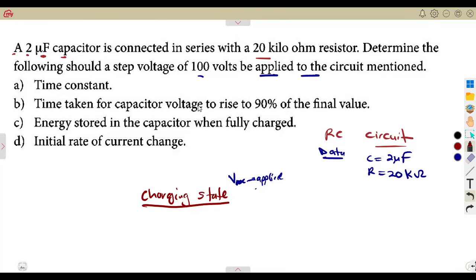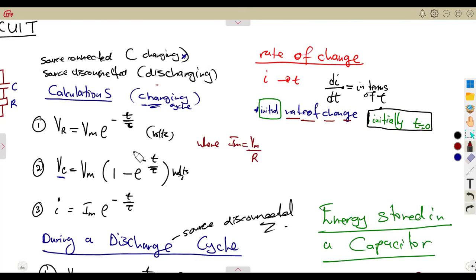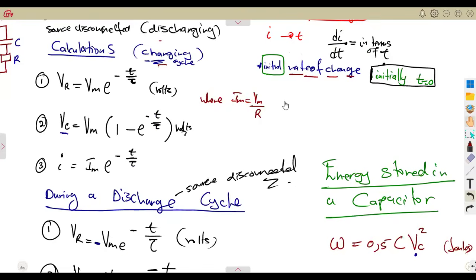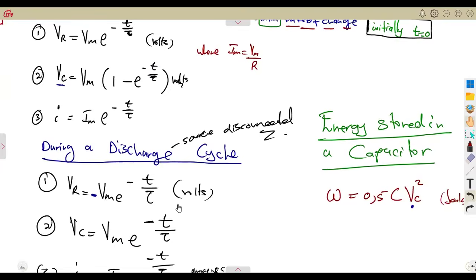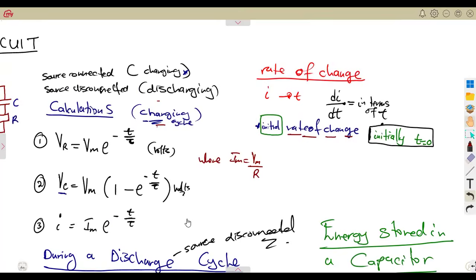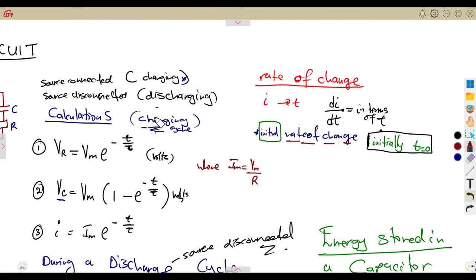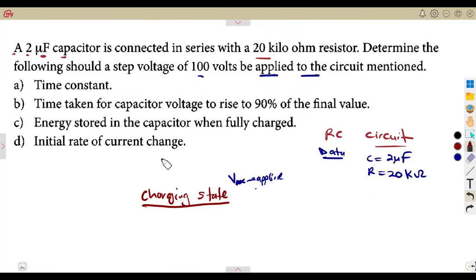If the source was already there, then you remove it, it is now discharging, because these formulas are different, as you can see, for a charging state and for a discharge state. So you're supposed to understand which one you are dealing with. In this case, we saw that it's a charging. So our focus will be on the formulas for the charging state, the charging cycle, the charging condition. That is the major part that you're supposed to take note of.